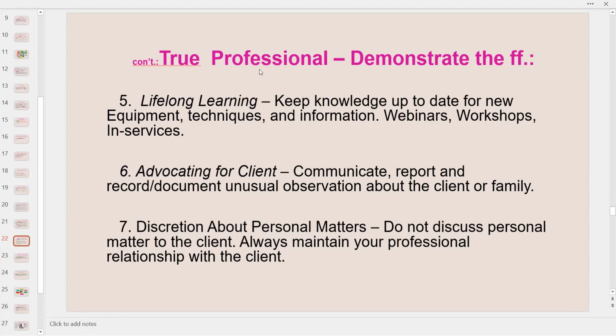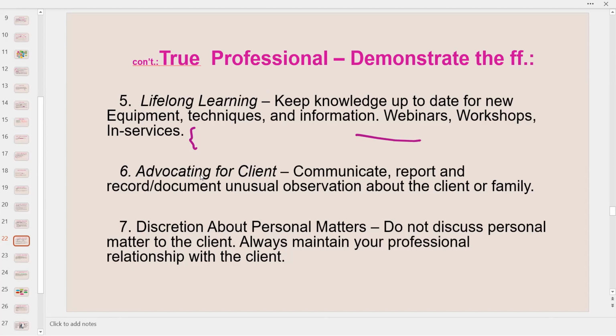Number one, a true professional has lifelong learning. After you finish your program, after you take your provincial exam, you keep learning and keep yourself up to date with the new equipment, new techniques, and new best practice information. You can get this through webinars, workshops, and in-services. In-services are the education service that the employer will provide to their employees, to their staff.